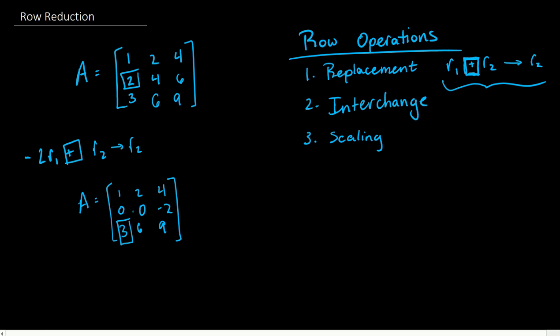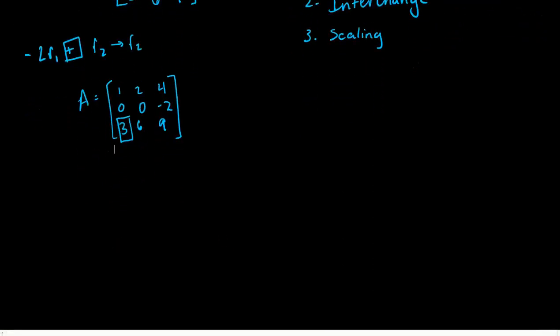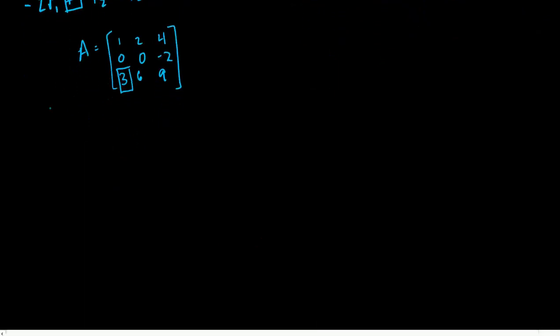Remember, echelon form is when you have leading entries in a column and everything below the leading entries are zeros. Okay, so we need to make this 3 a 0. And how are we going to do that? We're going to do it in a very similar manner to what we just did with row 2, and that's by saying, okay, let's do -3 times row 1 plus row 3, and we're going to go into row 3.